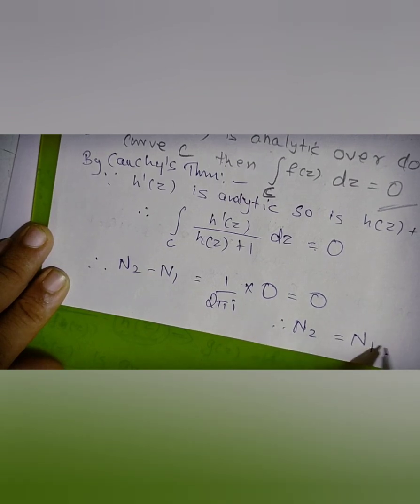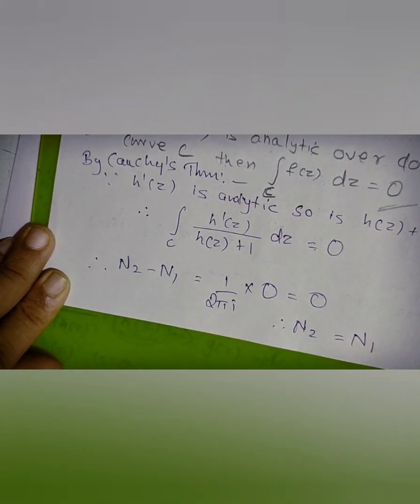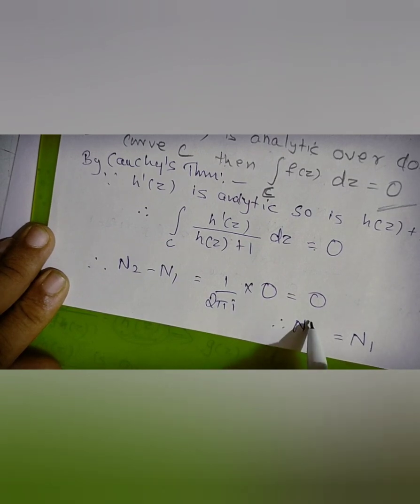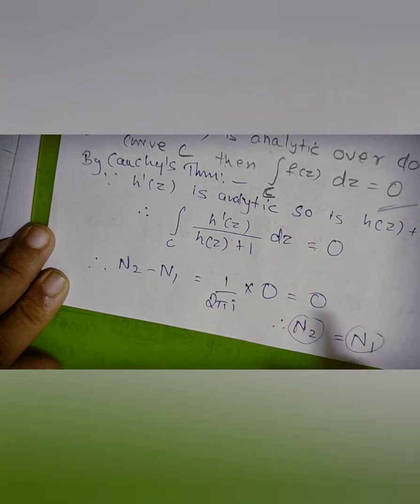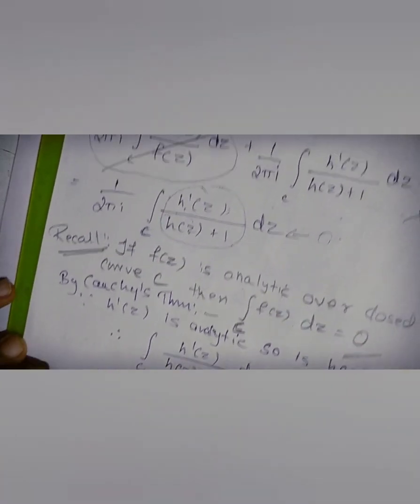If we want to wind up, we can simply say: what is n2? n2 is the number of zeros of the function g of z plus f of z. And n1 is the number of zeros of the function f of z. So what we are basically stating over here is that the number of zeros of both the functions are equal. That concludes our proof of Rouche's theorem.